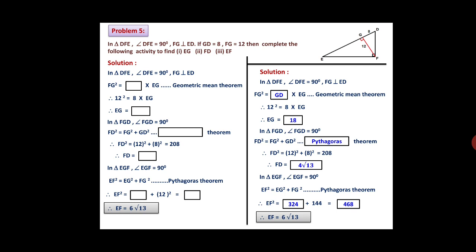So this is the kind of problem that could be asked for 3 marks. Friends, let us try one more problem.